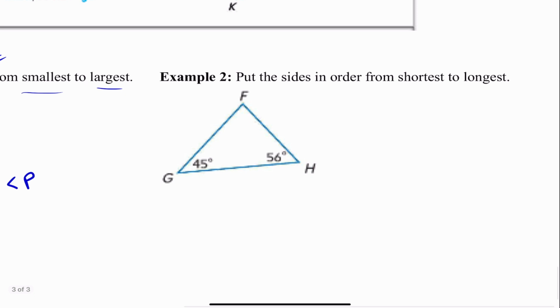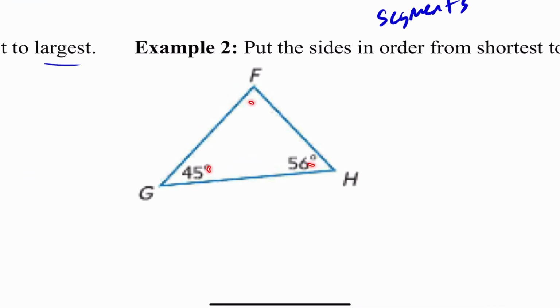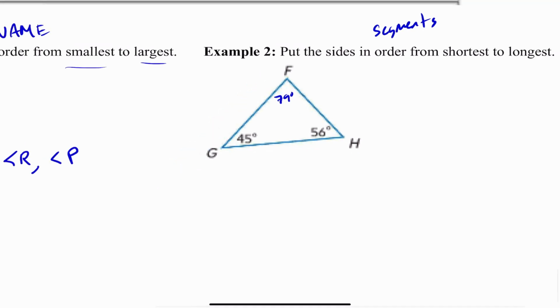Now we're going to put the sides in order from shortest to longest, and you're going to be naming the segments here. This is not filled out because we have 45 and 56 in this blank, and I'm going to tell you that this is 79 degrees. So 79 plus this and this is equal to 180. Remember, a triangle adds up to 180, so you should be golden on that. We're naming the sides in order from shortest to longest. The smaller the angle, the smaller the side.